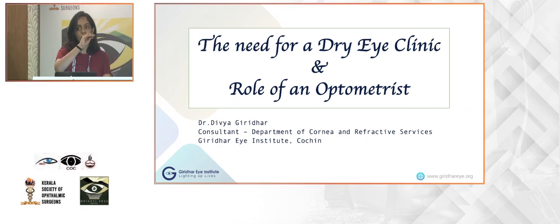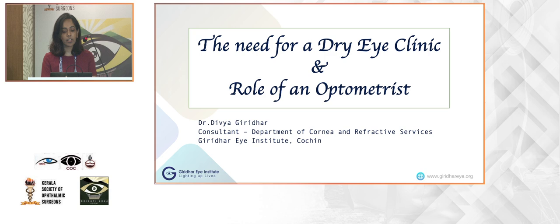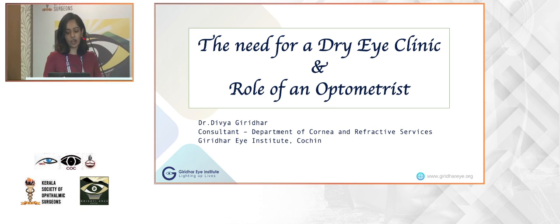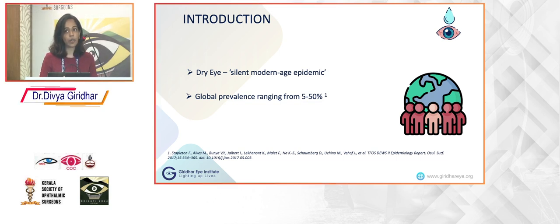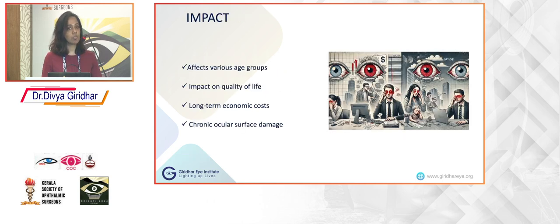Good morning. I'll be talking about the need for a dry eye clinic and role of an optometrist. As we all know, dry eye is considered in today's day as a silent modern age epidemic with a global prevalence ranging from 5 to 50% depending on the geographical location. So there is an increasing incidence of dry eye in today's world due to various factors like the urban lifestyle, increased screen time, aging population, etc. So it affects people of various age groups.